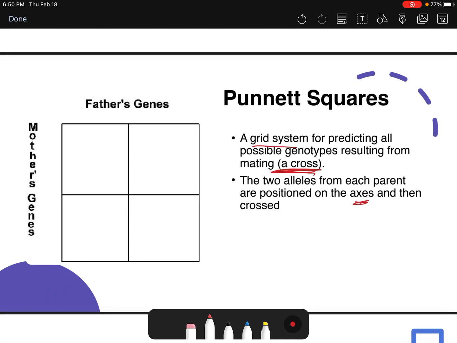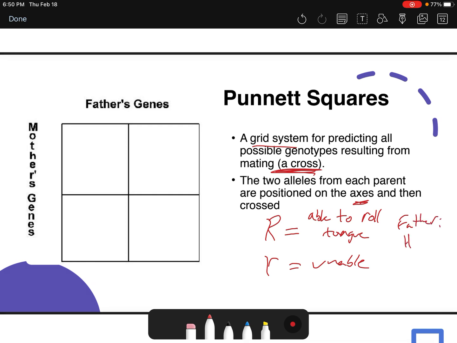So for example, if we had R, the dominant, so we have big R, little r, and the big R is going to stand for able to roll your tongue, and the little r is unable to roll your tongue.